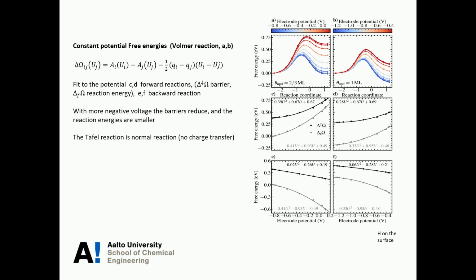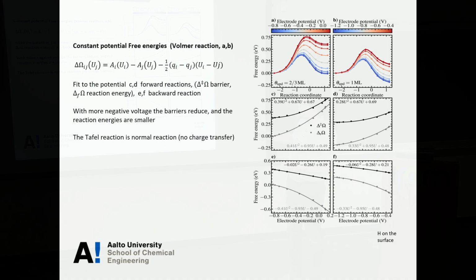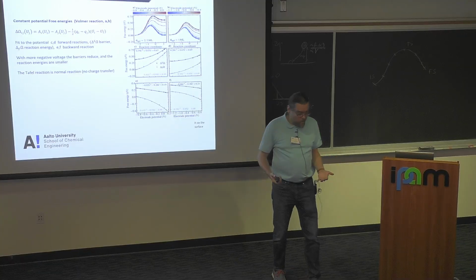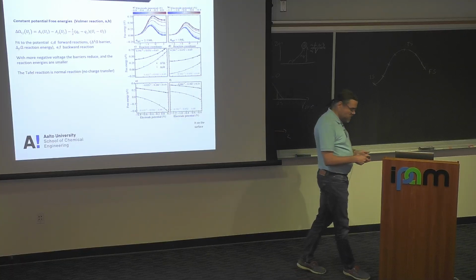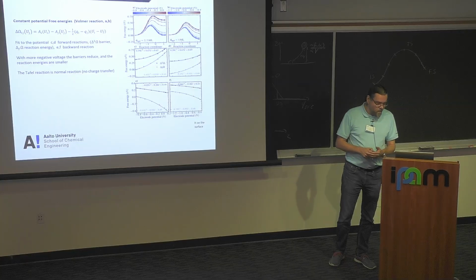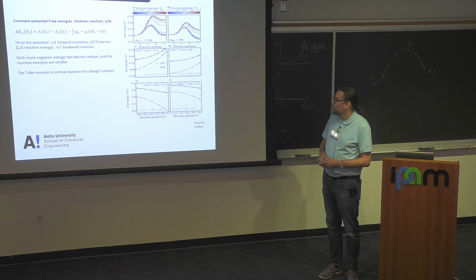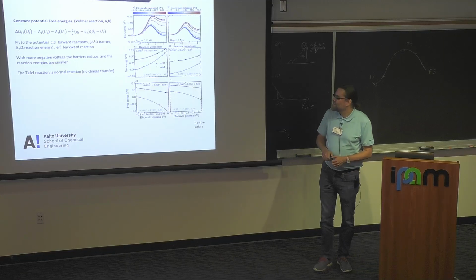So I think we have a pretty good understanding of what the potential is here around zero. This is our best estimation of the reaction barrier for the hydrogen Volmer and Heyrovsky reactions. Sorry, Volmer and Tafel reactions.